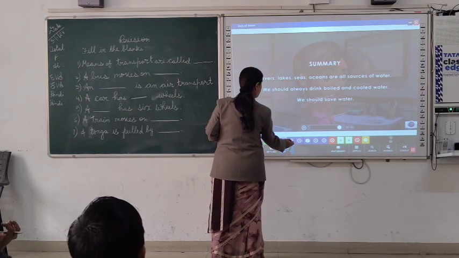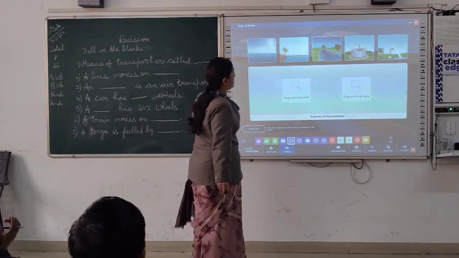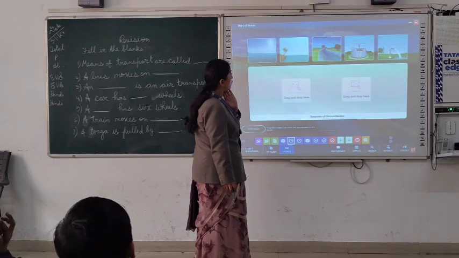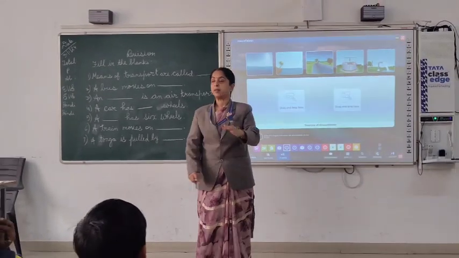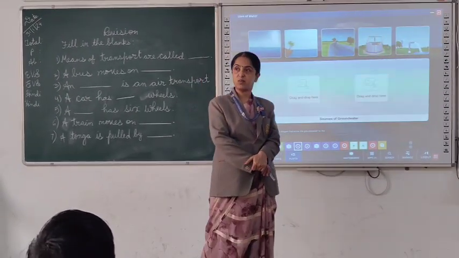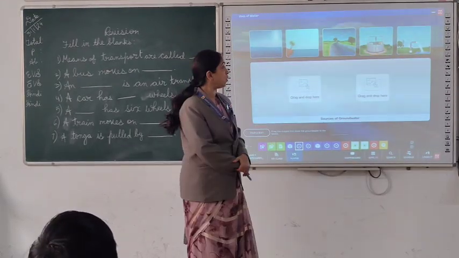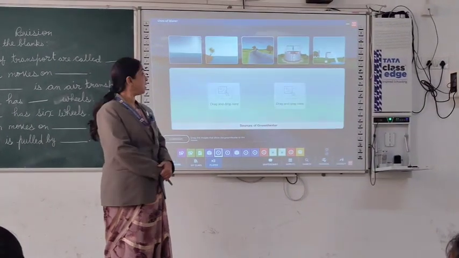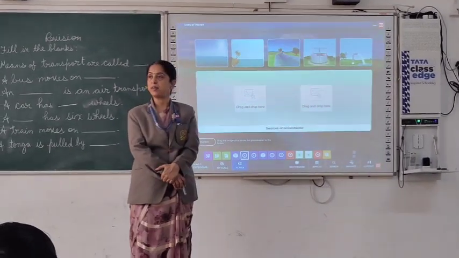Now, we are going to solve this worksheet. See, here these are some sources of water. You have to find which is groundwater. See, rain is the main source of water. When it rains, okay, all water goes under the earth. So that water is called underground source of water. We have 5 pictures. Now can you tell me which is the underground source of water?